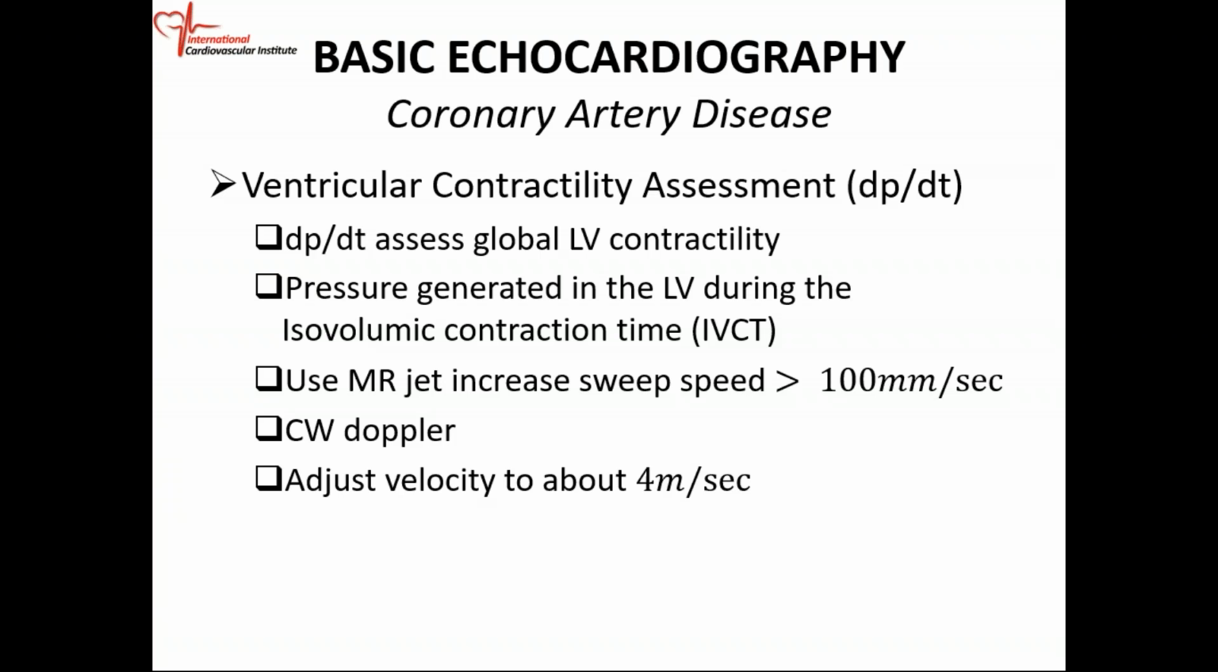As opposed to a weak heart. If you have a weak heart, it's not going to generate a very high pressure, and it's going to take a long time to do that. So dP/dt is going to be a small number because it's going to take a long time. So the heart is weak. It's going to take a long time to generate a sufficient pressure.